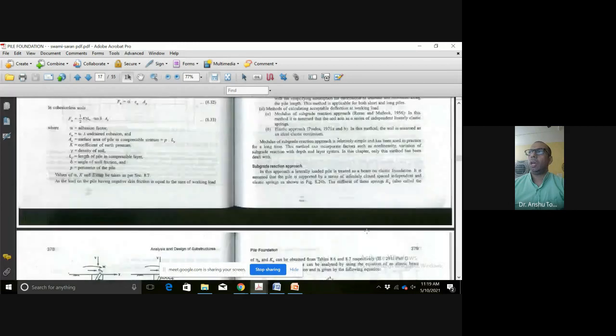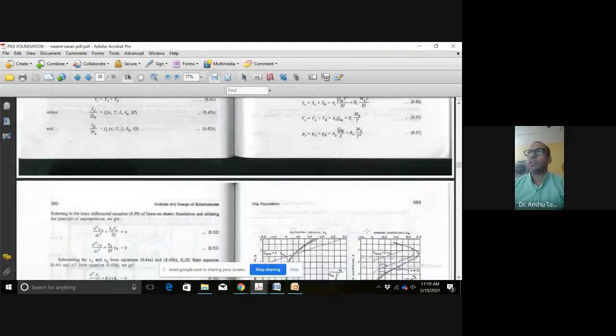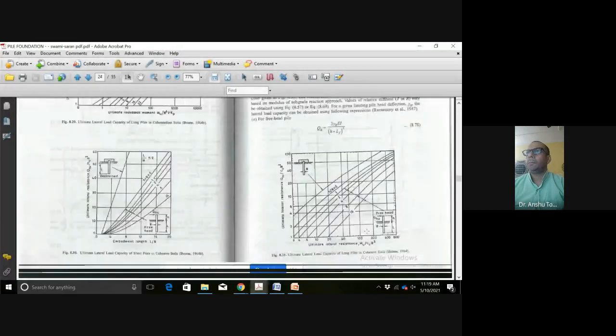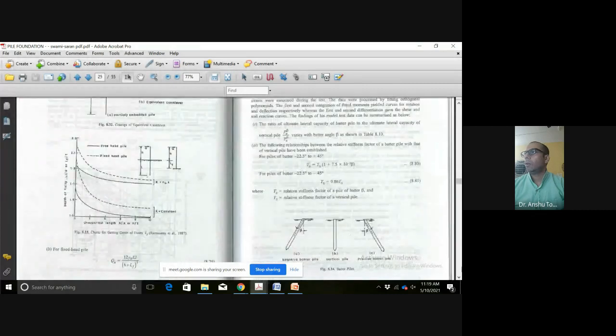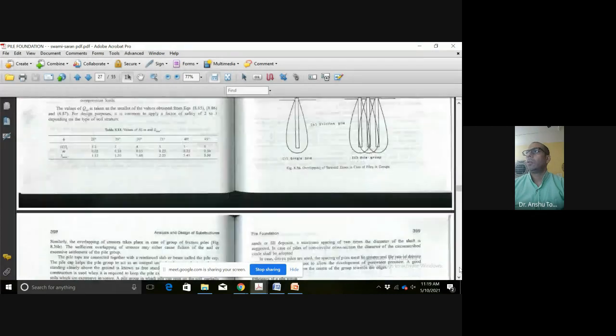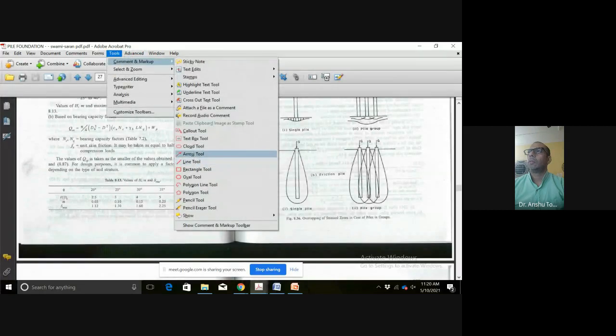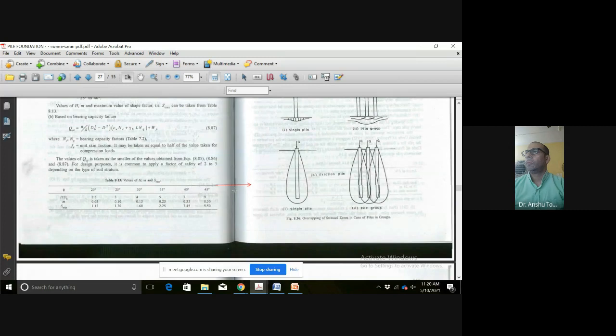This is a pile, a single pile, then we have got a group of piles. This is what we can call a deep foundation. So this will give you an idea of the pressure bulb. For a single pile, this is going to be the pressure bulb. And for a group of piles, there is an overlap of the pressure bulb.